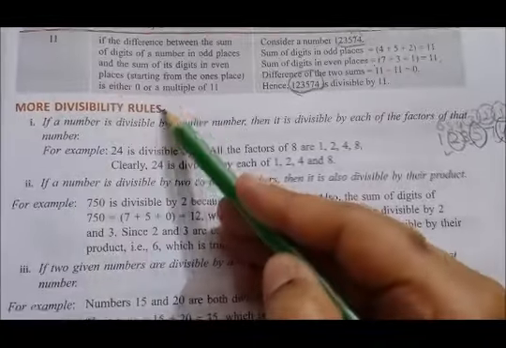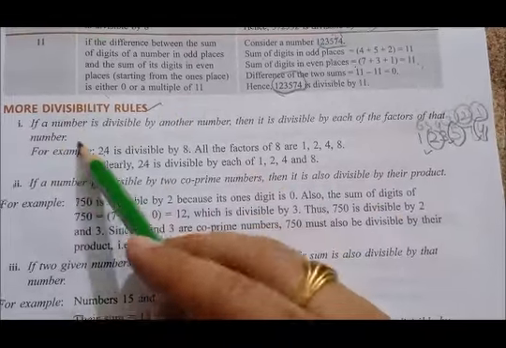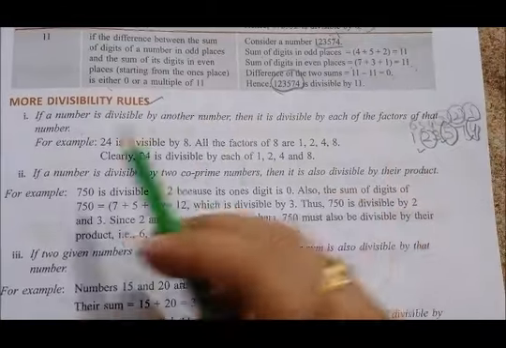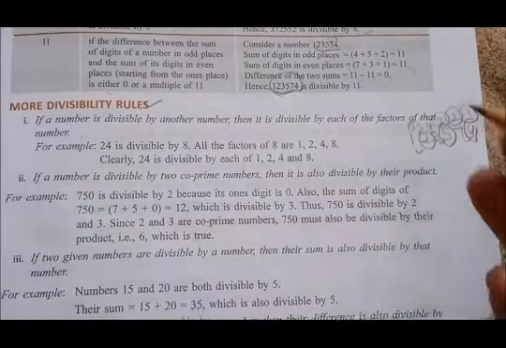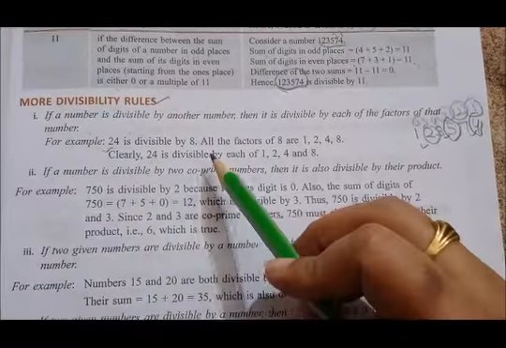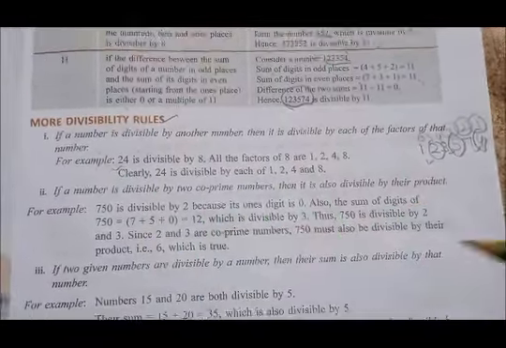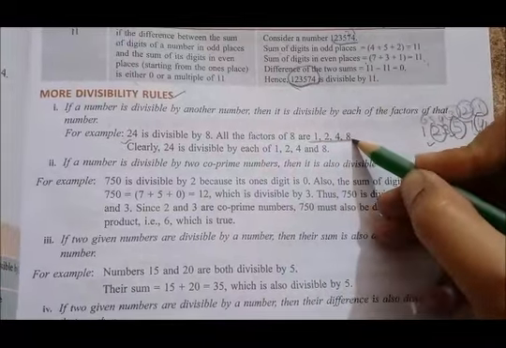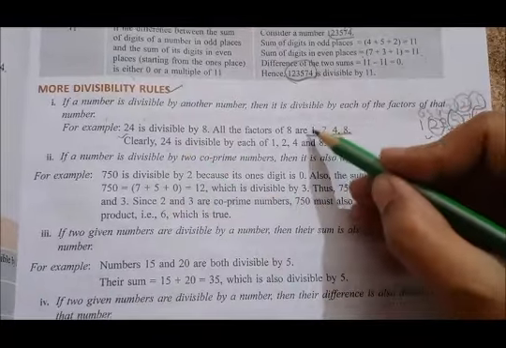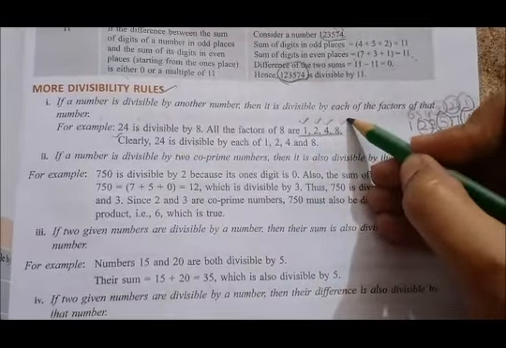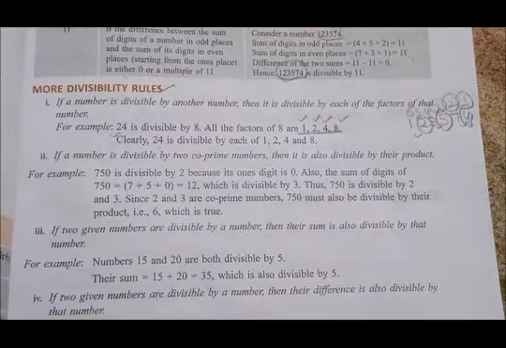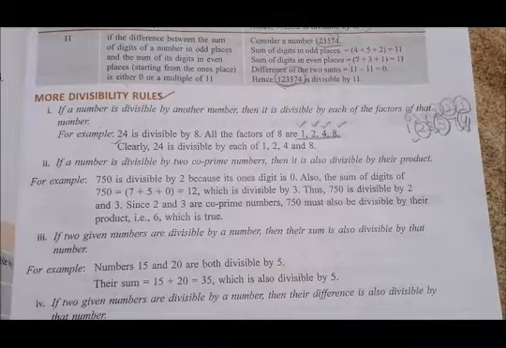Now there are some more divisibility rules. First one, if a number is divisible by another number, then it is divisible by each of the factors of that number. Suppose the example they have taken is 24. 24 is divisible by 8. Now find out the factors of 8: 1, 2, 4, 8. You are all aware of factors. Now 24 is divisible by 1 also, 2 also, 4 and 8. It means if any number is divisible by another number, then its factors will also divide it. Got it?